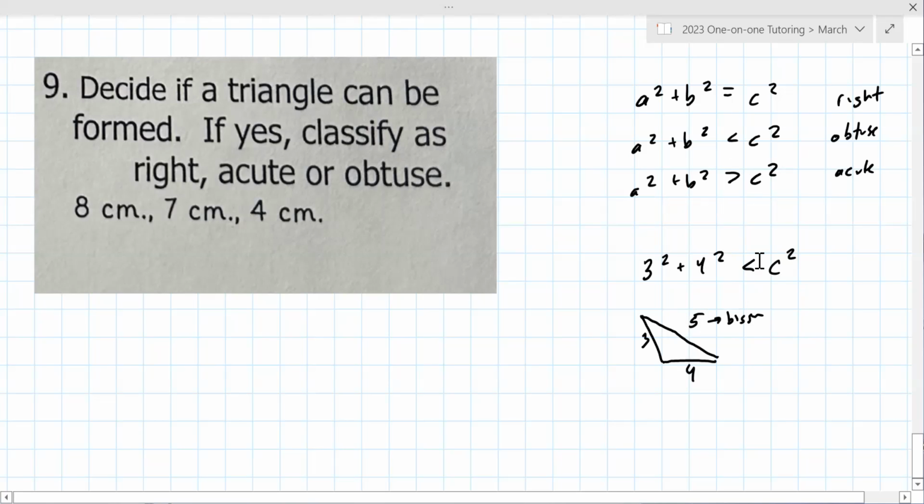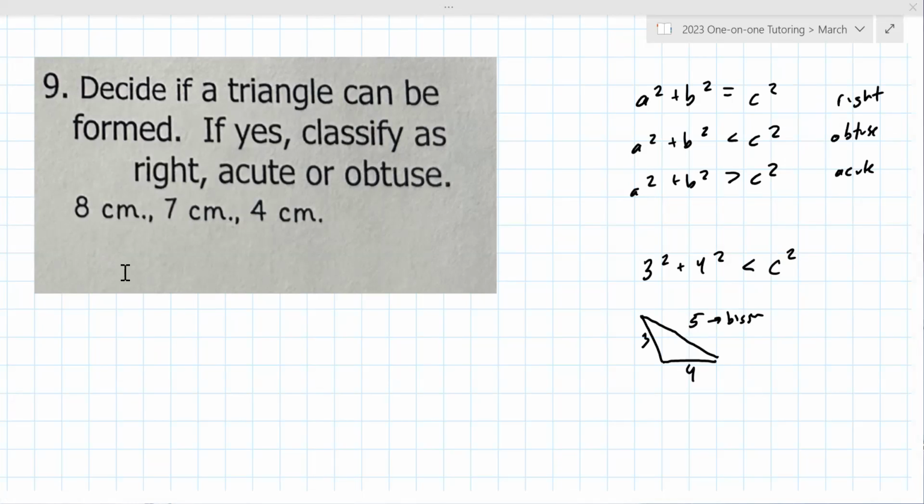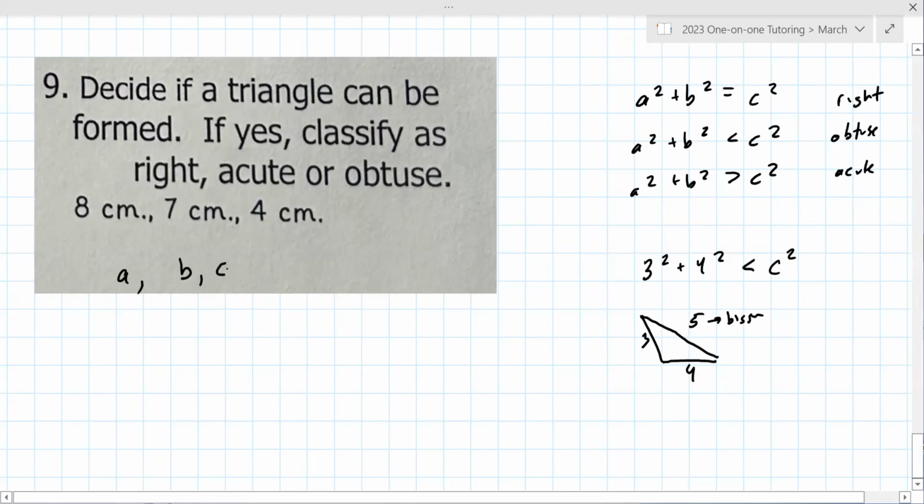I get that. Now, what do you think will happen on a test? Will you get a reference sheet? Will you get these on the board? Will you have to remember it? I think we might have to remember it. Okay, so now you've got to do that. Now you have to put them in order: A, B, and C. A is less than B is less than C. 4, 7, and 8.